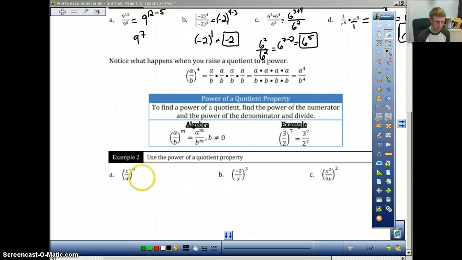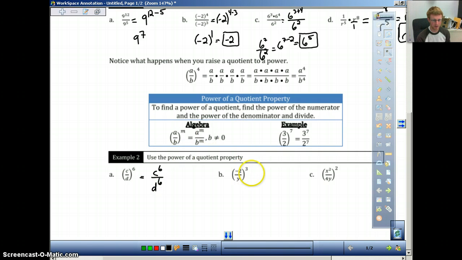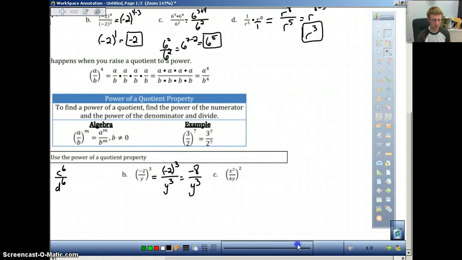Apply that 6 to both, and that should be pretty easy. We get C to the 6th over D to the 6th. Okay, do the second one. Remember, use parentheses when needed. So here it's going to be negative 2 in parentheses to the 3rd over y to the 3rd. And anytime you have something this small, you should just multiply it out. So do negative 2 times itself 3 times, and we get negative 8 over y to the 3rd.